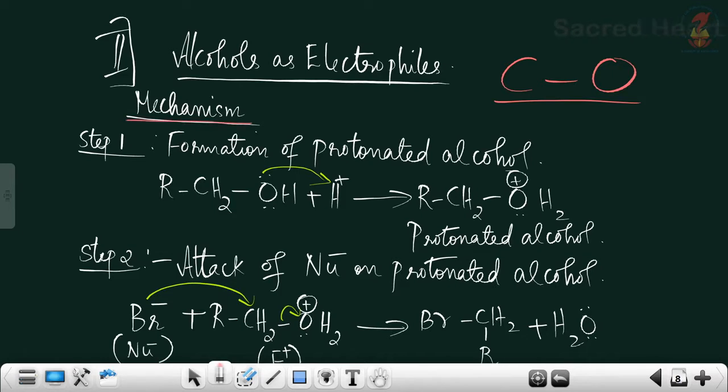It takes place in two steps. The first step is formation of protonated alcohol. And look at the reaction, RCH2OH plus H plus. We get a protonated alcohol. The lone pair on oxygen gets shifted to H plus and we get RCH2OH2 plus. Now the positive charge on the oxygen atom makes it electron deficient. So protonated alcohol acts as electrophile.